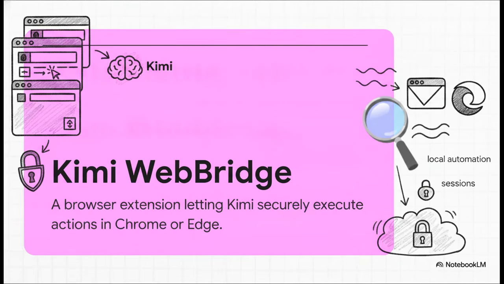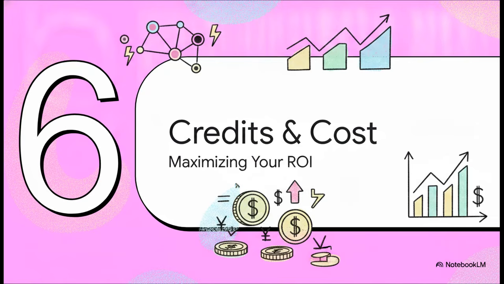To keep all that local automation running smoothly, Kimi uses WebBridge. It's a browser extension that lets the agent securely do things right in Chrome or Edge. It basically navigates the web exactly like a human would, using your active logged-in sessions, but it keeps all your sensitive auth data safely isolated locally on your device. Pretty brilliant, right?